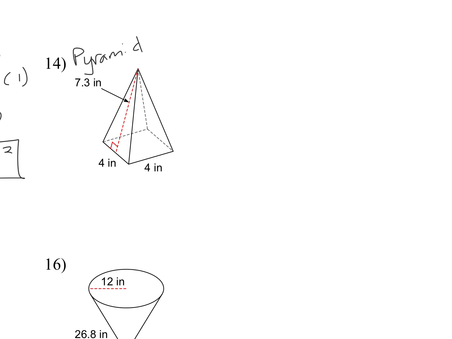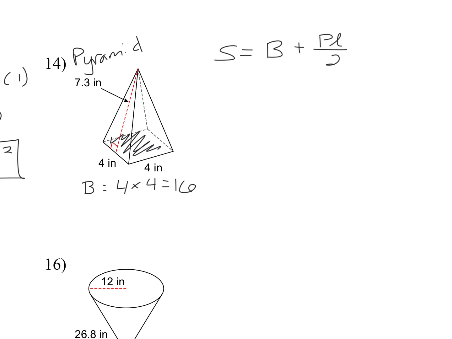What formula am I going to use for pyramid? We're still on surface area. S equals B plus that weird L P thing, L P divided by 2. So base shape we said was a rectangle. How do I find the area of a rectangle? Base times height, which is the right angle. 4 times 4, which is 16. Capital P: 4 plus 4 plus 4 plus 4. So we also get 16 for the perimeter.